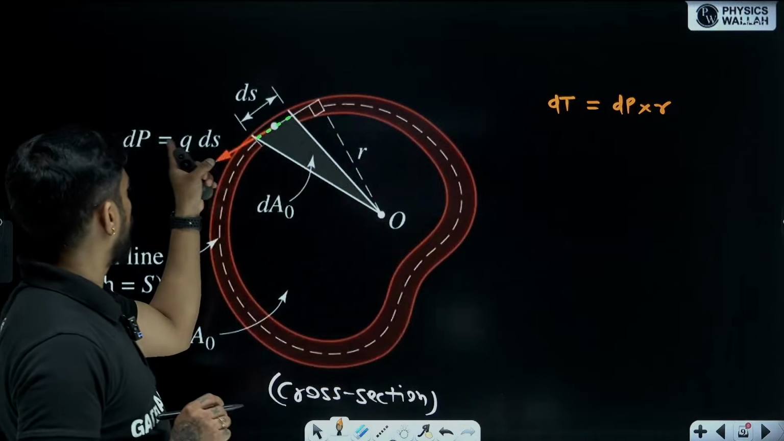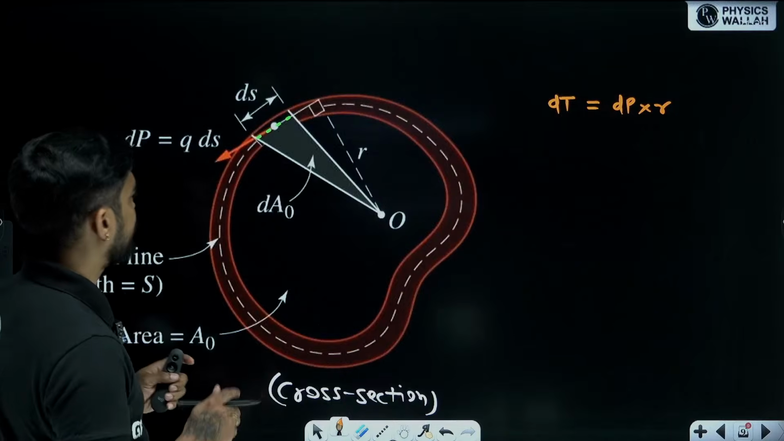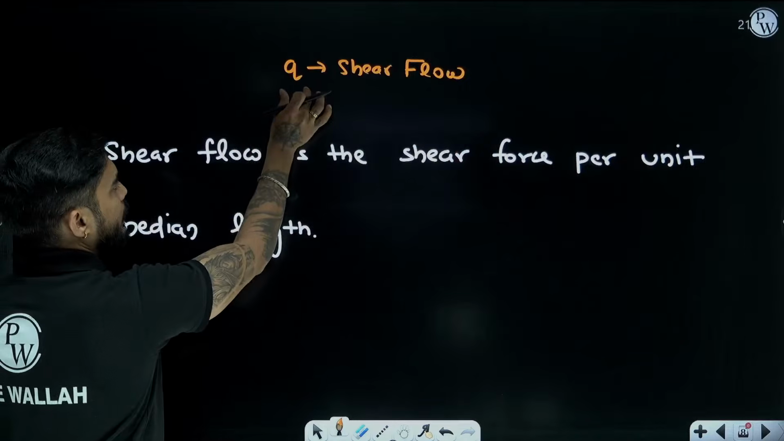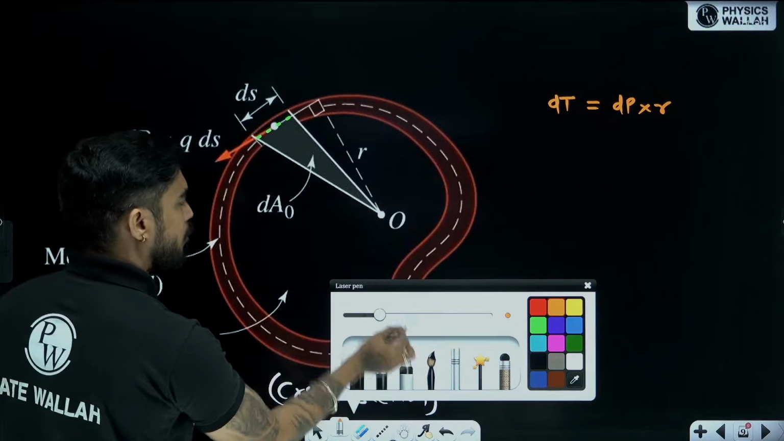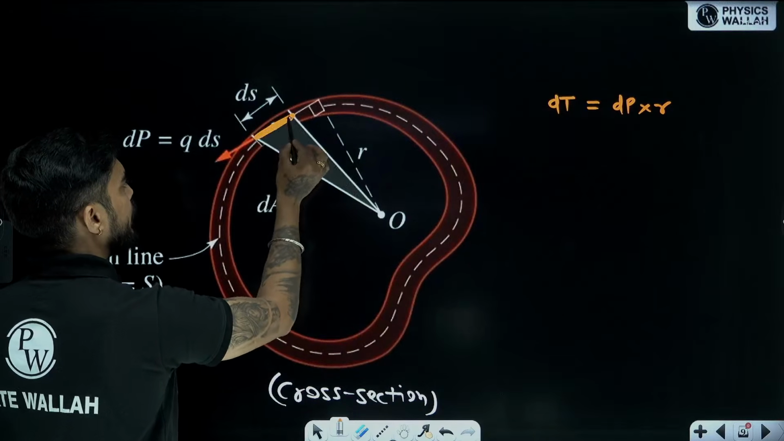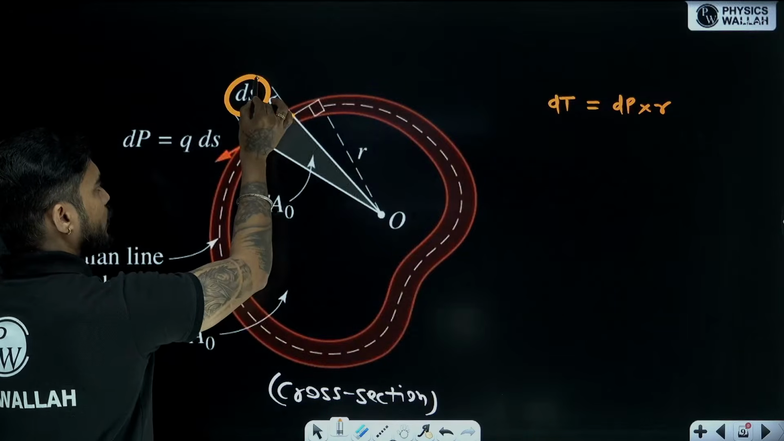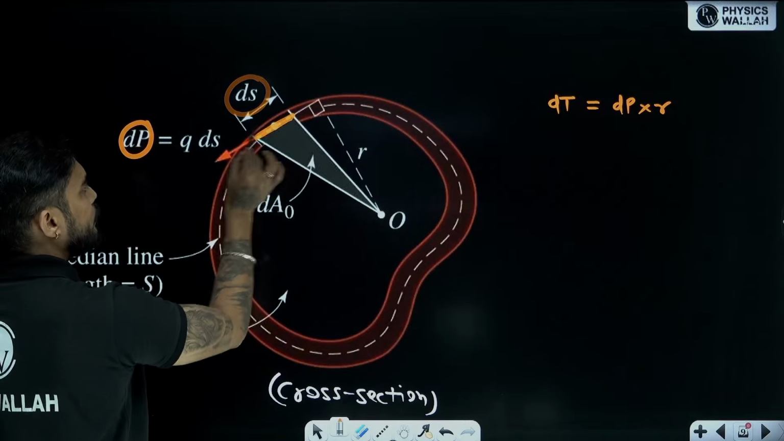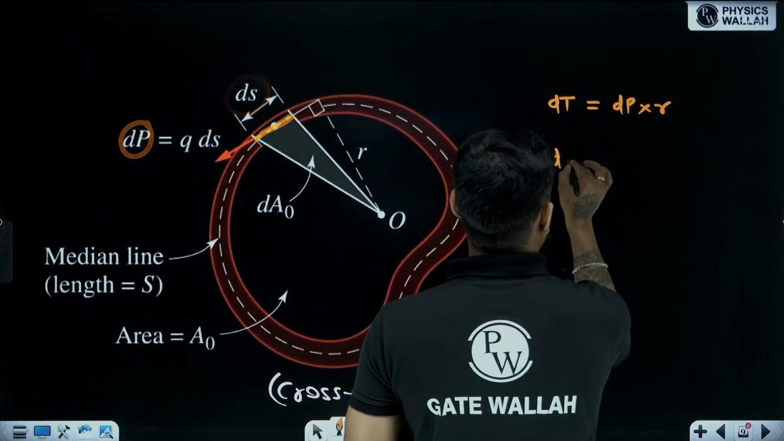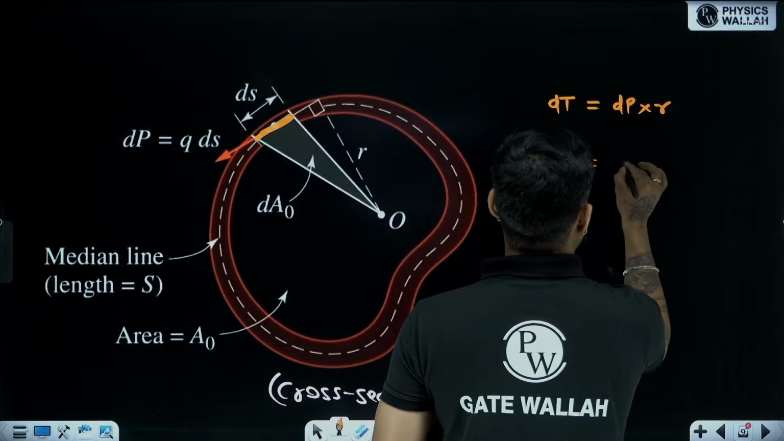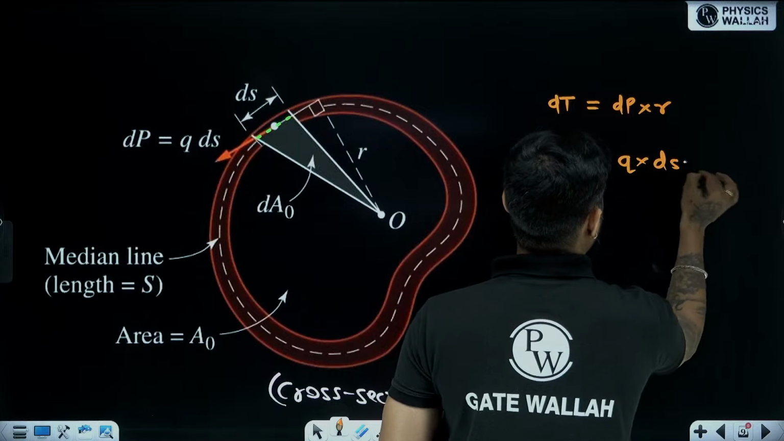Now this shear force can be written as shear force per unit length multiplied by length. So what is the length of this very small element? ds. So this shear force dP will be q multiplied by this length ds. So dT will be equal to q into ds into r.